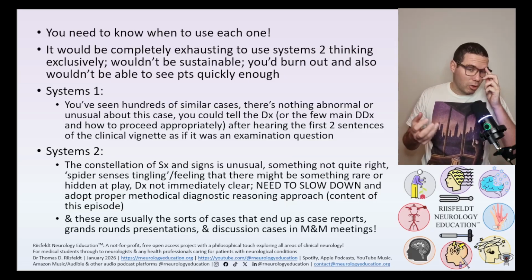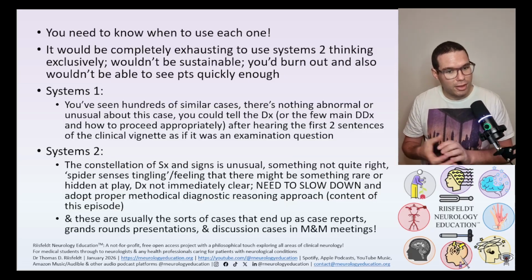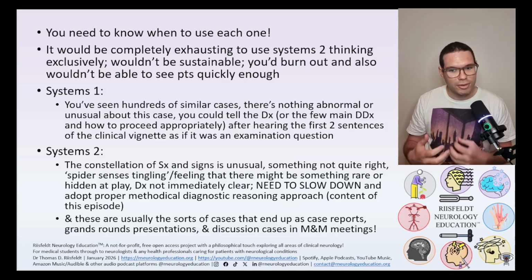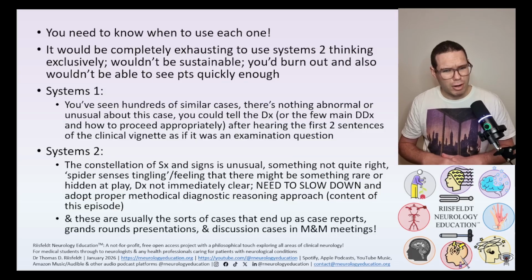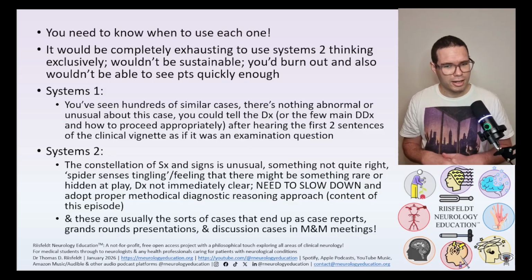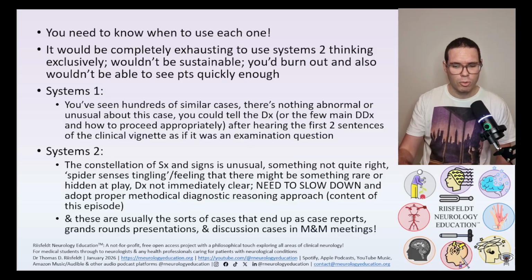And of course, complex cases always fall into this category. So these are usually the sorts of cases that end up as case reports and grand rounds presentations. And if things go astray, then they're the cases that end up getting discussed in M&M meetings, morbidity and mortality meetings.